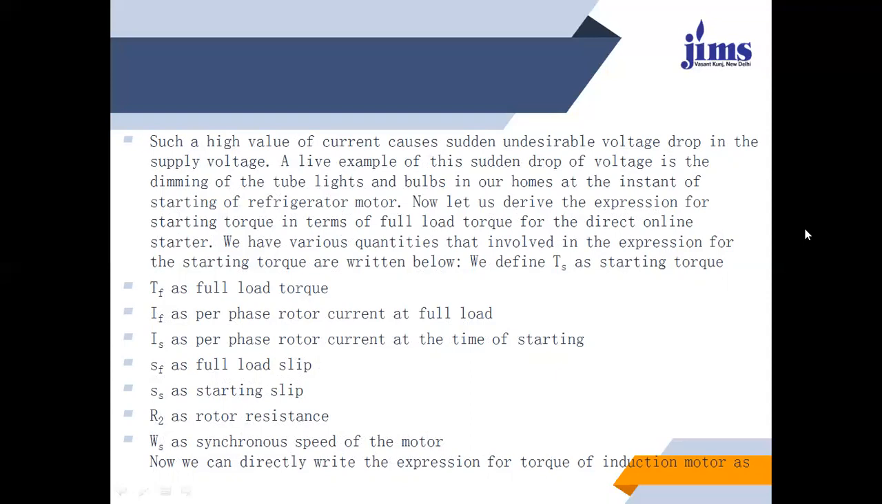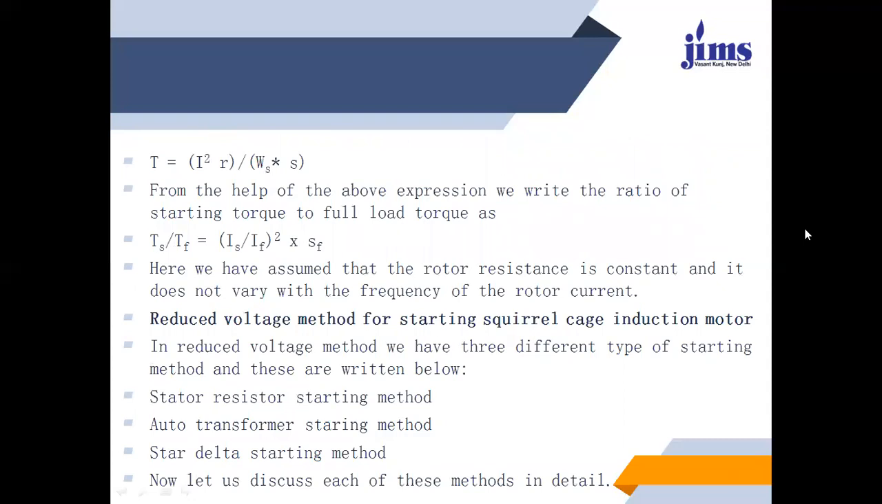Now we can directly write the expression for torque of the motor as T equals I squared R2 upon Ws. With the help of the above expression, we write the ratio of the starting torque to full load torque as Ts upon Tf equals (Is upon If) whole squared times Sf. Here we assume that the rotor resistance is constant and does not vary with the frequency of the rotor current. The second method is the reduced voltage method for starting a squirrel cage induction motor.